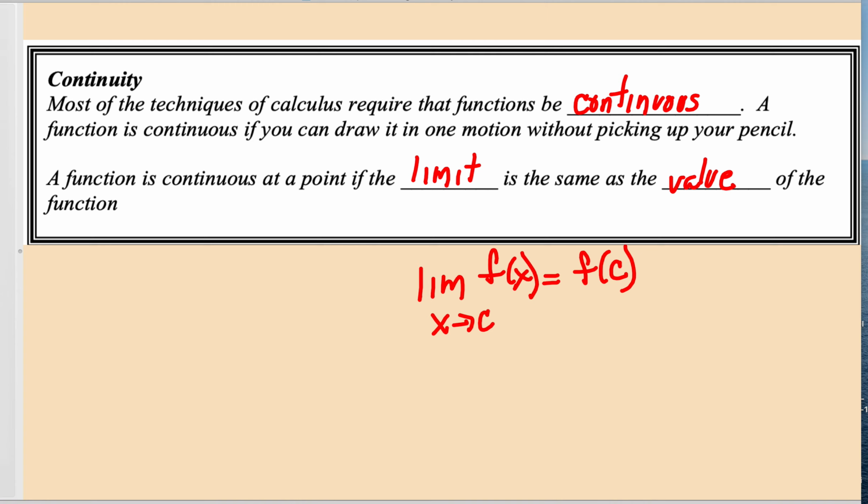Most of the techniques of calculus require that functions be continuous, so this is a really important topic. A function is continuous if you can draw it in one motion without picking up your pencil. A function is continuous at a point if the limit is the same as the value of the function, and that's what I'm trying to say here. The limit is equal to the value of the function.